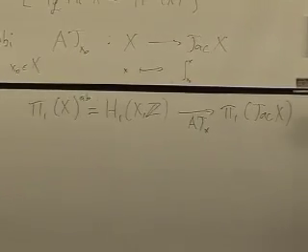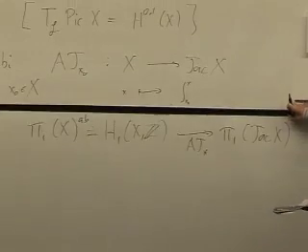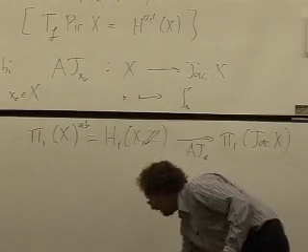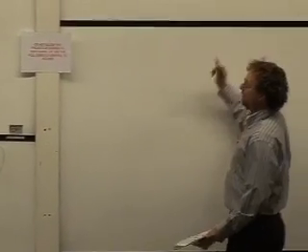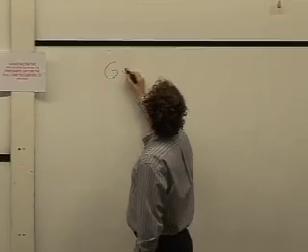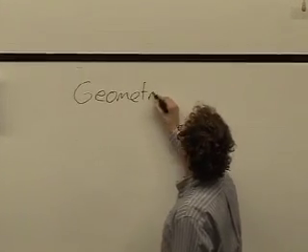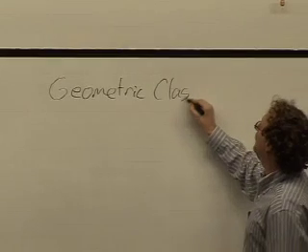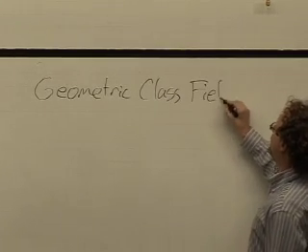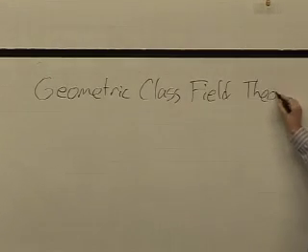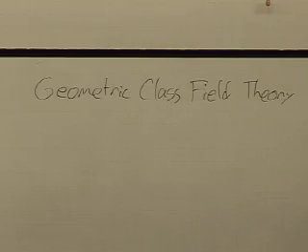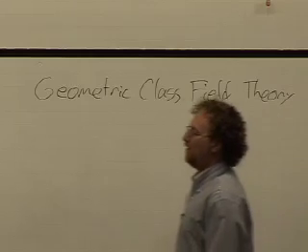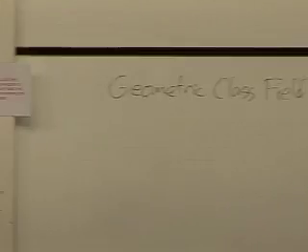So what does this tell us? This tells us something very nice, which is maybe a kind of a baby version of class field theory. So geometric class field theory, which is going to be a precursor to the geometric Langlands correspondence, in the kind of the simplest version of it, says the following. What does abelianized pi 1 tell us?